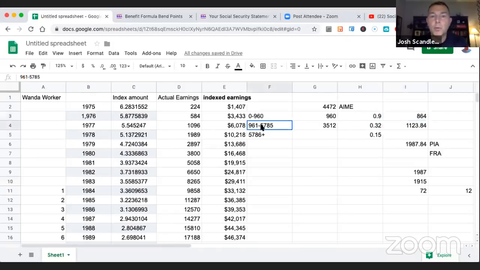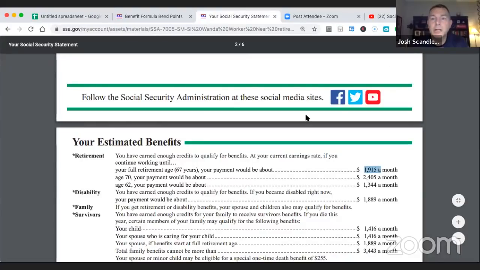Her second bend point, 961, anything above 961 up until 5785, which in her case for Wanda Worker is 3,512, will be her second bend point. We times that by 0.32. And because her AIME is below 5786, there's no third bend point for her. So we take these two numbers, add them together, and that is her benefit amount, 1987, which is not what Social Security has.